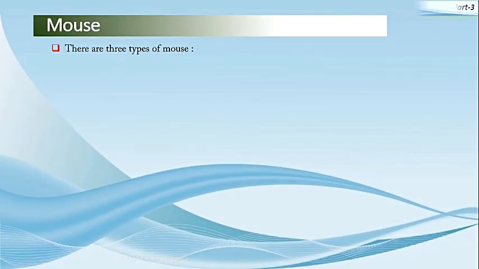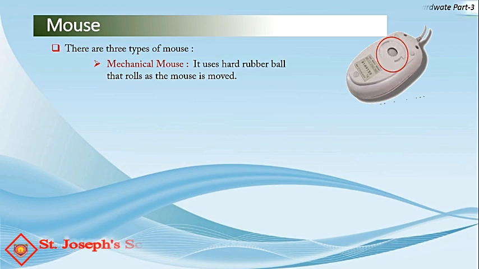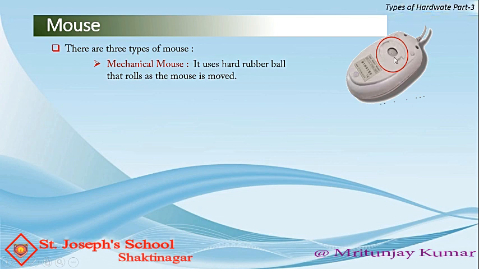If we talk about the types of mouse, there are three types. The first is the mechanical mouse. You can see the mechanical mouse uses a hard rubber ball. In this picture, this is a hard rubber ball that rolls as the mouse is moved.